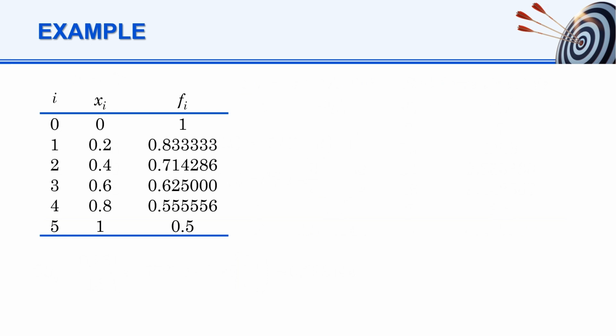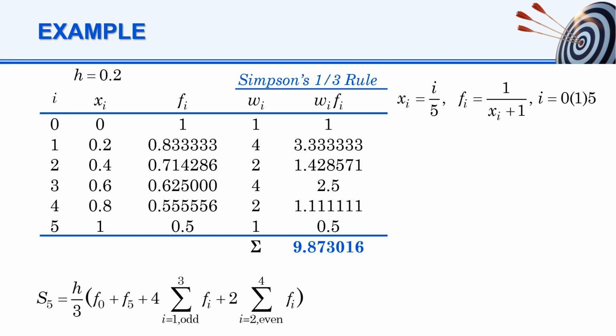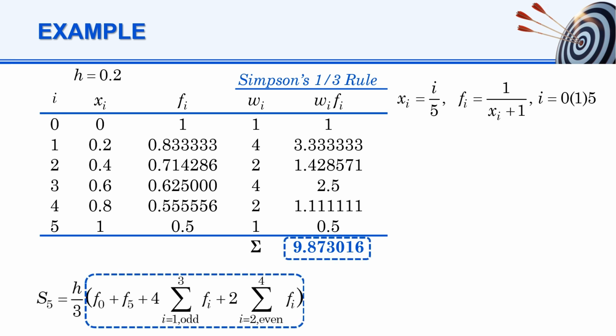4h equals 0.2. We calculate and tabulate x_i and f_i with subscripts starting from 0. The weights of Simpson's 1/3 rule are 1 for the first and last rows, 4 for the second and fourth rows, and 2 for the third and fifth rows. The sum of the fifth column yields 9.873016. Substituting this into the 5-panel Simpson's formula, we get 0.6582011.